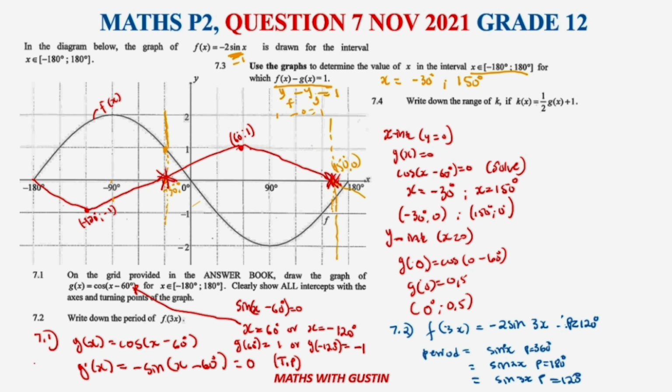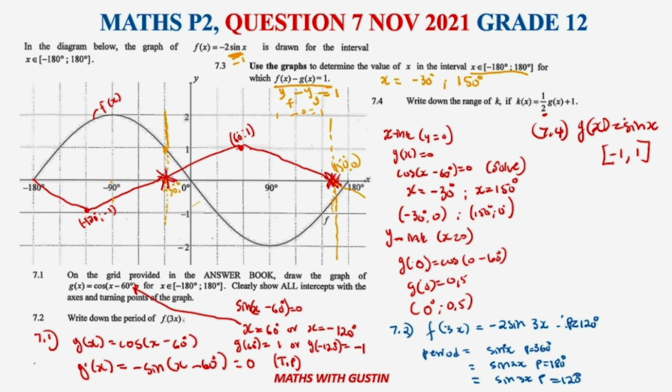Now let's move along. Let's come to 7.4. 7.4 says: write down the range of k if k is a half g of x plus 1. Okay, it's half g of x plus 1. So what happens if you have got this as a coefficient? Remember, guys, according to the basics, the range of this graph, I'm just writing it here, sine x. What is the range of this graph? The range of this graph is -1 to 1.